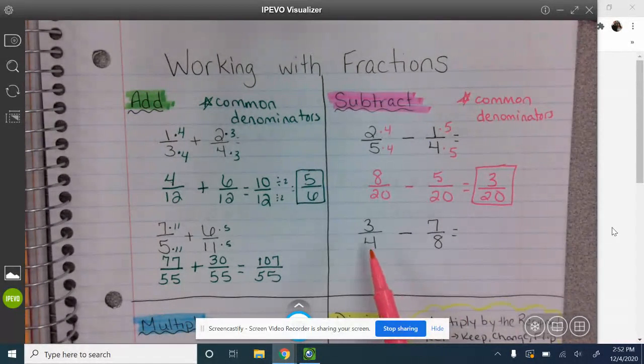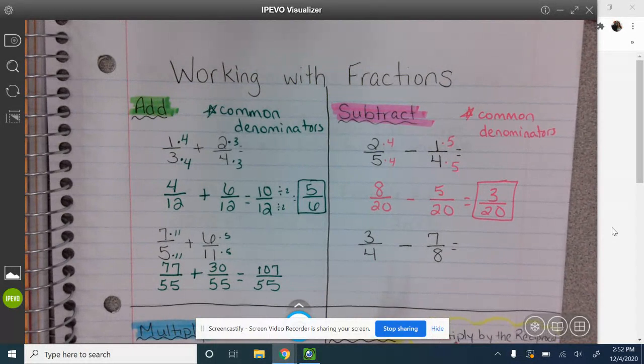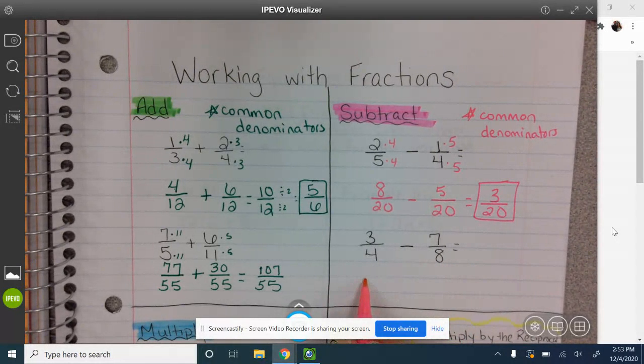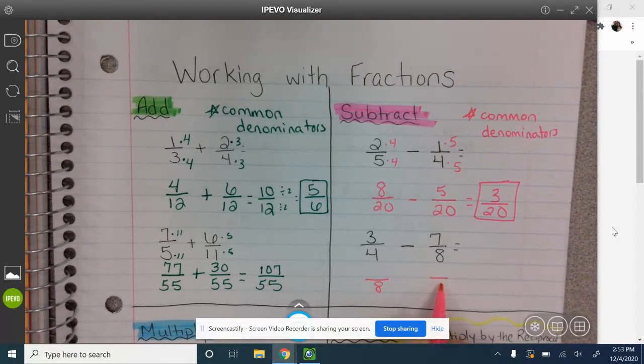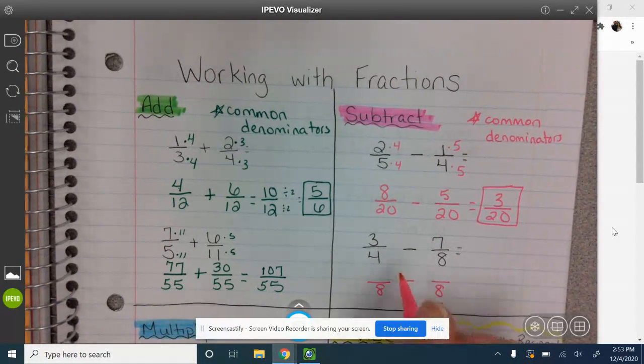My next problem, I have 3/4 minus 7/8. Now, if I multiply these two denominators together, I would get a common denominator of 32. But we need to think, that's not going to be my smallest. We need to think about multiples. So if we think about multiples of 4, 1 times 4 is 4. 2 times 4 is 8. Well, I could get both of these to a denominator of 8. So that's what I'm going to do. So it saves me some simplifying in the end.